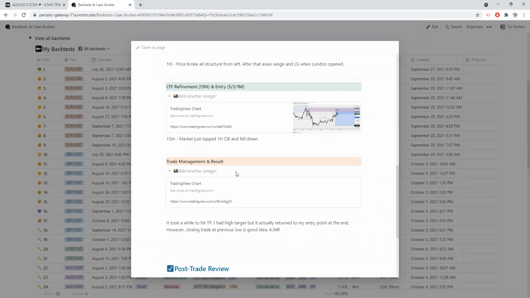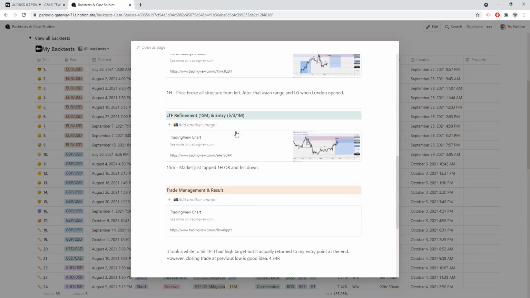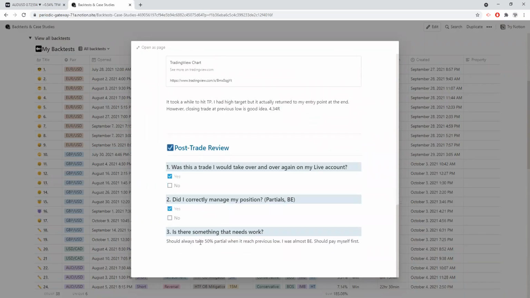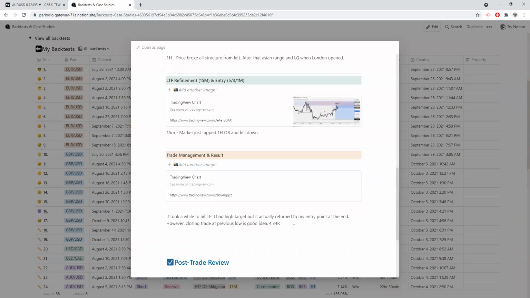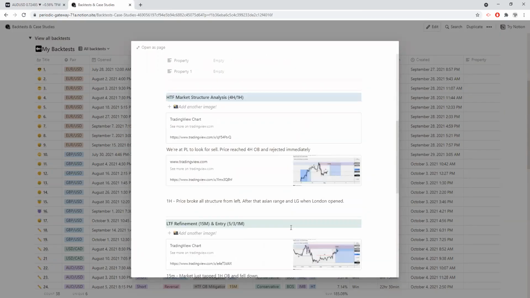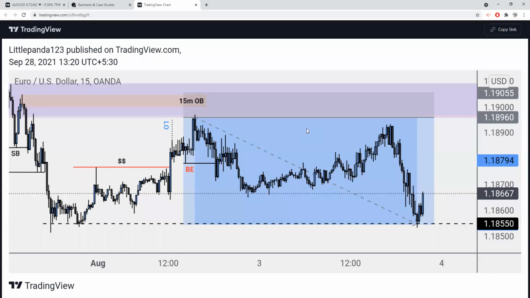This is a good idea. Exactly. Left in Asian range, liquidity grab. Should always take 50% partial when it reaches the previous low. I was almost break even. Should pay myself first. Very good thoughts. Exactly. But how did it actually reach the low?